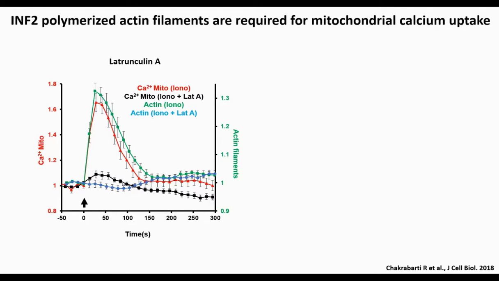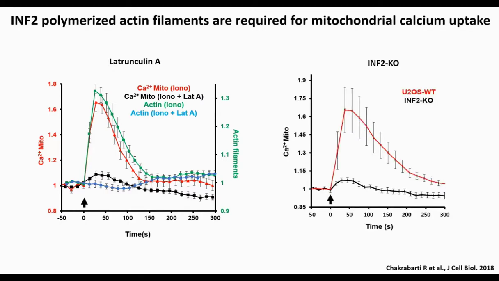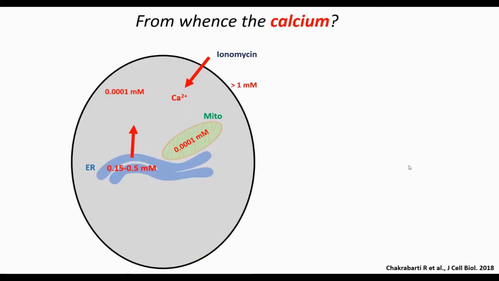So it seems that this actin filament assembly was somehow helping in the mitochondrial calcium uptake. We confirmed this in our INF2 knockout cells, which, as I told you, do not have this actin filament assembly. In these cells, the mitochondrial calcium uptake is severely reduced, and we can rescue this completely if we overexpress the INF2 tax, which gets back this mitochondrial calcium uptake. So from these data, it was apparent to us that this INF2-mediated actin filament assembly was somehow promoting the mitochondrial calcium uptake.